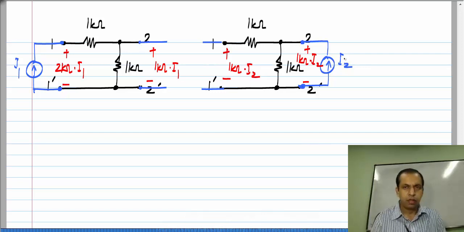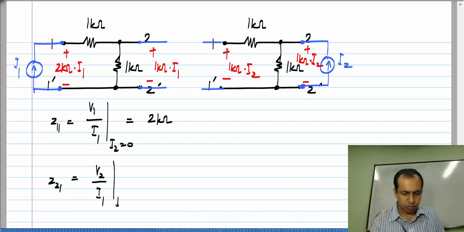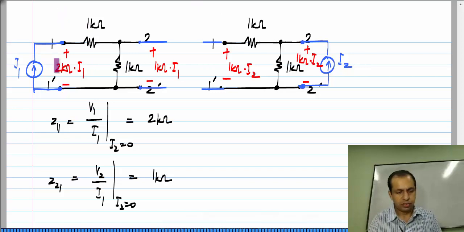So, from the first circuit in which we have port 2 open circuited, we will get Z11, which is V1 by I1 with port 2 open circuited, I2 equal to 0, to be 2 kilo ohms, and we also get Z21, which is V2 by I1 with port 2 open circuited, to be equal to 1 kilo ohm. So, Z11 is nothing but the resistance looking into port 1 with port 2 open circuited, and if you look into port 1, you will see the combination of these two resistors in series, which gives you a 2 kilo ohm resistance.